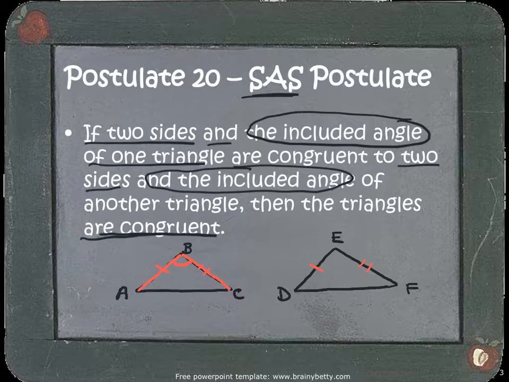I need this one to match which one on the other triangle? E, that is the included one on this one. So the reason that we call it side angle side is because here is a side with an angle in between and a side on the other side. We've got a side with an angle in between and a side on the other side that match.